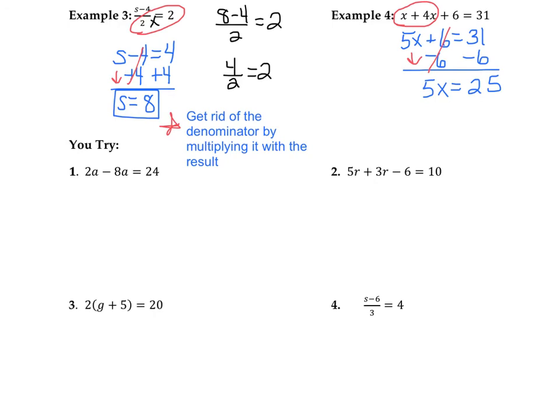5x equals 25. You're multiplying here, so you want to undo it by dividing both sides by 5. The 5's are going to cancel. So now we have x equals 25 divided by 5 gives us 5. So x equals 5.